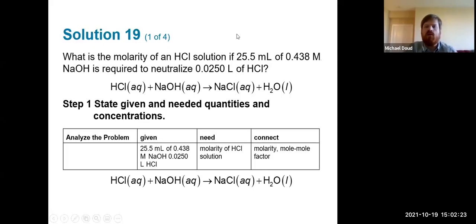Okay, so once again, we're given the volume of a known molarity sodium hydroxide, and then we're given the volume of HCl that was neutralized. So start as always with our balanced chemical equation. Again, very straightforward. HCl plus NaOH reacts to form NaCl and water.